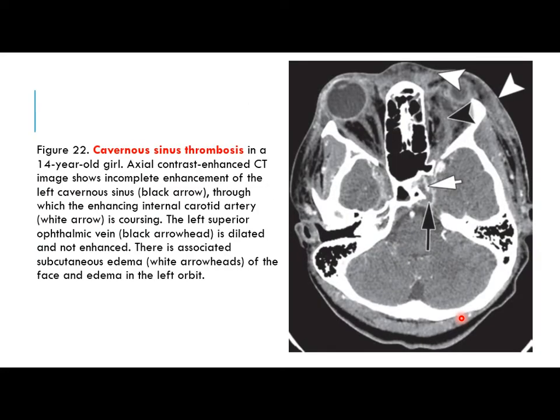This is a case of the cavernous sinus thrombosis. As we see here, in a 14-year-old girl, we have an incomplete enhancement of the left cavernous sinus, through which the enhancing internal carotid artery is coursing. The left superior ophthalmic vein, we can see it is dilated and not enhanced, and there is associated subcutaneous edema of the face and the edema of the left orbit.